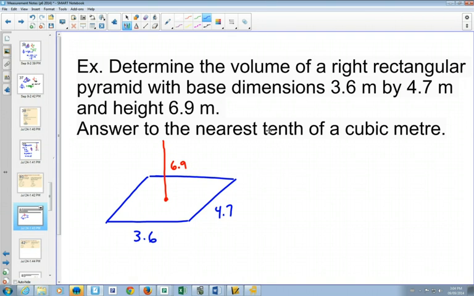And then we'll just connect them. So at this point, you can choose whether you want to say 1/3 length times width times height, or 1/3 area of base times height.